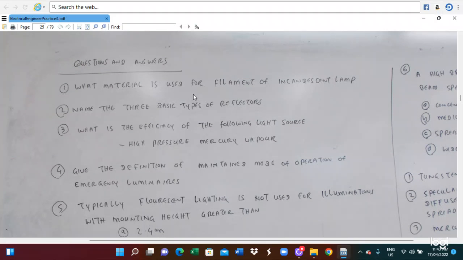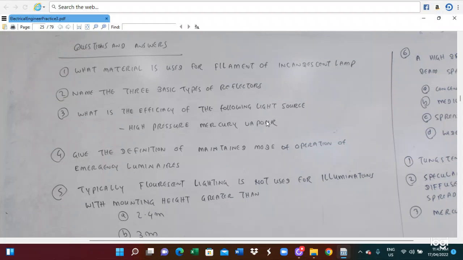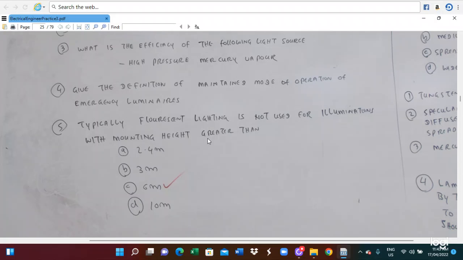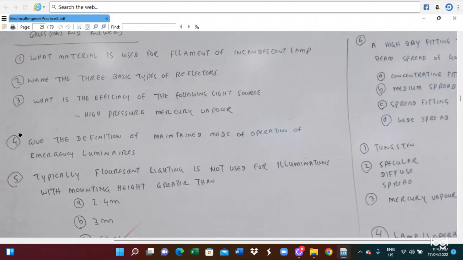Now the question and answer. What material is used for the filament of the incandescent lamp? Name the 3 basic types of reflector. What is the efficiency of the following light source: high pressure mercury vapor? Give the definition of the maintenance mode operation of emergency luminaires. Typically, fluorescent lighting is not used for illumination with a mounting height greater than 6 meters.